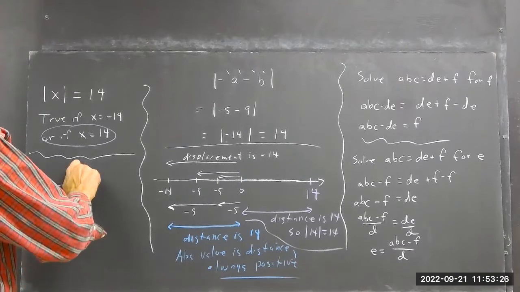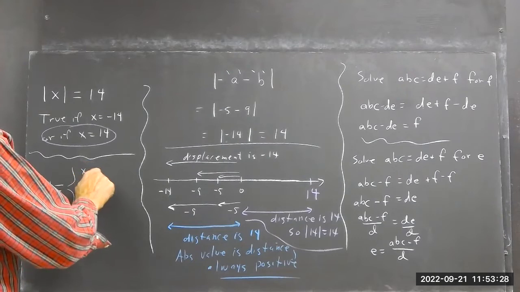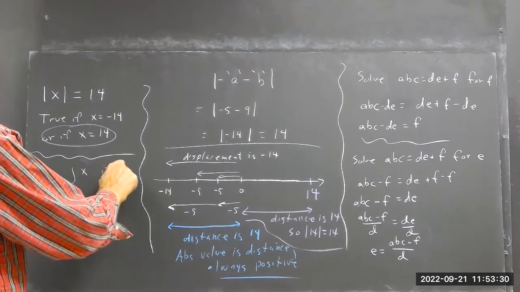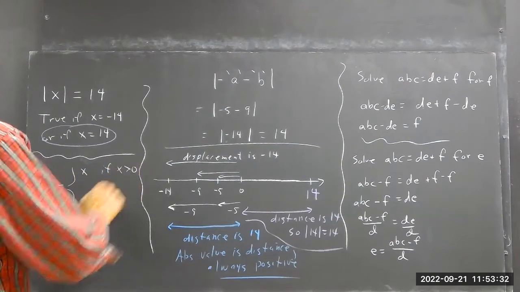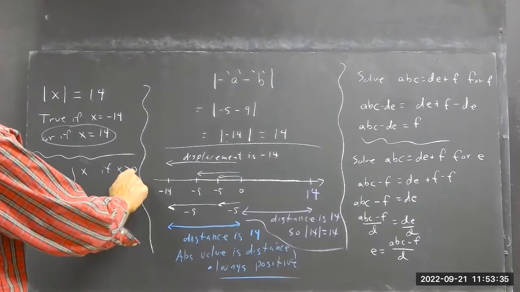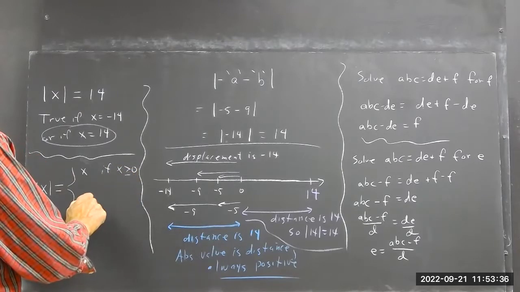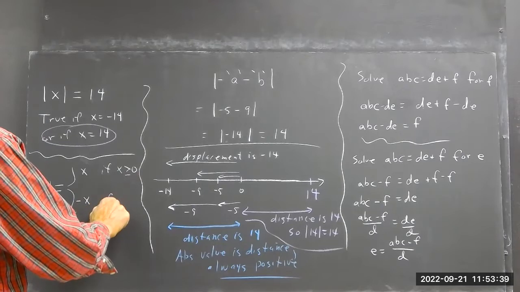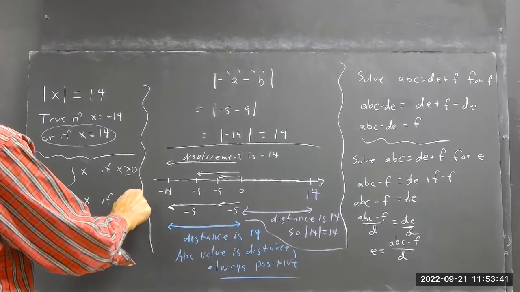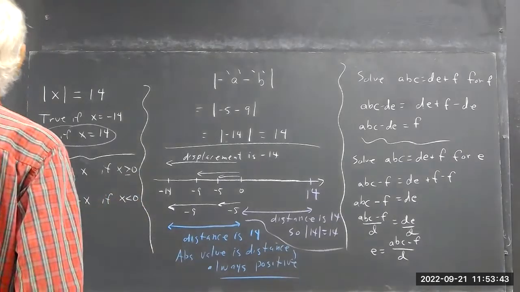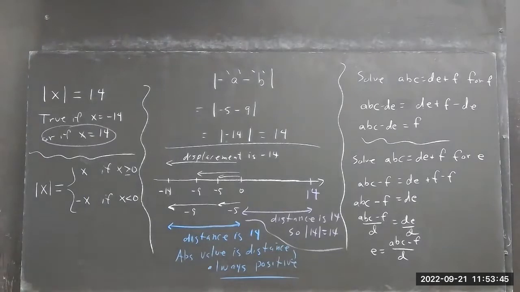Absolute value of x equals x if x is greater than or equal to 0, and negative x if x is less than 0. I think you're going to see this. Now let's test that. Let's say I give you x is negative 14. We want the absolute value of negative 14. We're going to follow this rule.